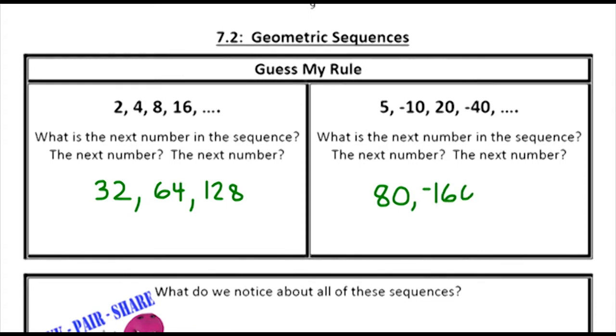Quick think, pair, share. Take a second. Think about what we just observed. Tomorrow we'll pair, we'll share. Pause the video. Come back when you're ready.